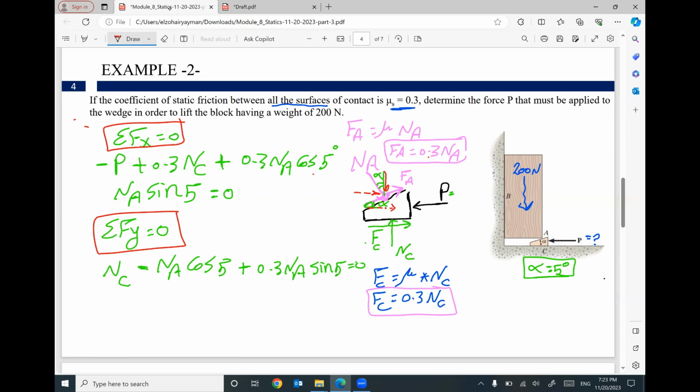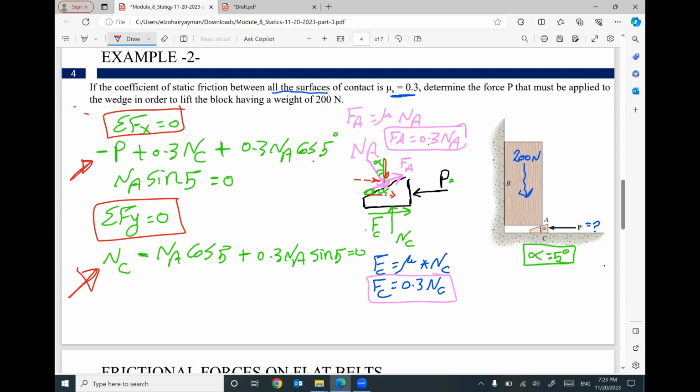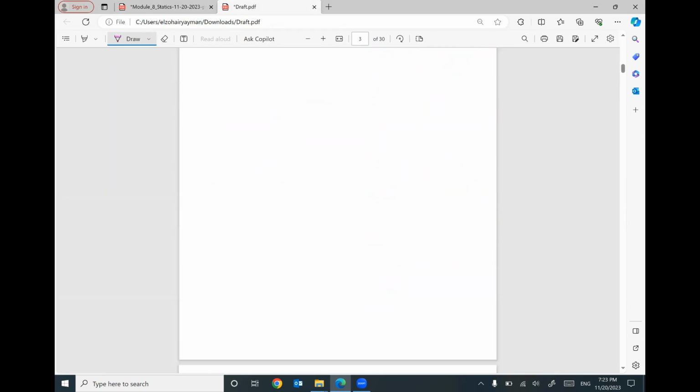So I apply summation f of x equals 0, all forces in x direction. Summation f of y equals 0, all forces in y direction. Looks like we have two equations, but these are two equations in three unknowns. I cannot solve them. No way to solve them mathematically. So I have to work with the block. Let's start to work with the block.